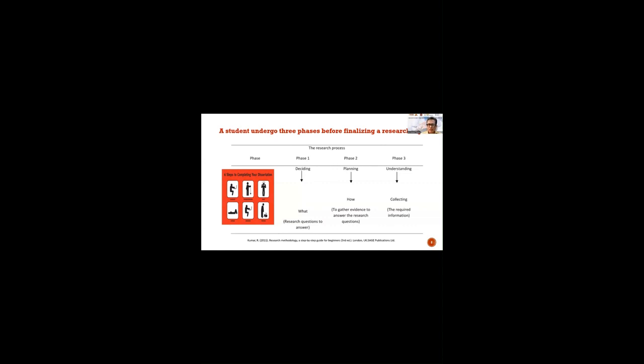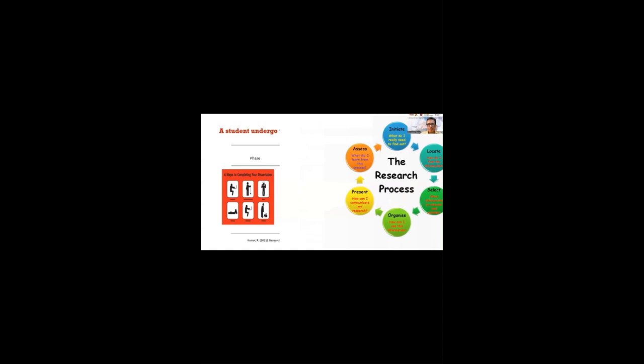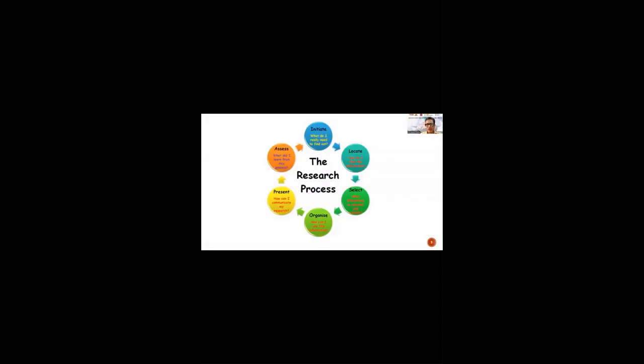So, if you divide your phases properly, you will be able to do your research in a planned manner. The research process is actually step by step. First, you initiate: what do I really need to find out? You locate: how do I find the information? You select the information which is relevant and reliable, organize it, and use it, then present, and then assess whether you need to modify it or upscale it, or what the intricacies involved with it are.